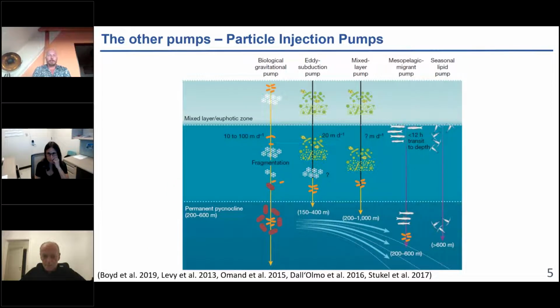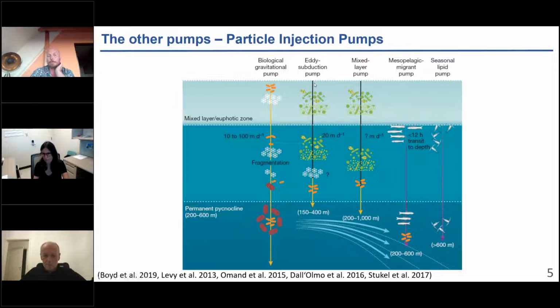So Philip Boyd made a nice overview where he compiled some of the newer research. I don't actually know that I have a green line, so I'm not really sure you can see the references here. But otherwise, I can always send you all the slides after. He divided it into the gravitational carbon pump. This is what we have typically been considering to be the biological carbon pump in the past. Then he added some other pumps, which he termed injection pumps.